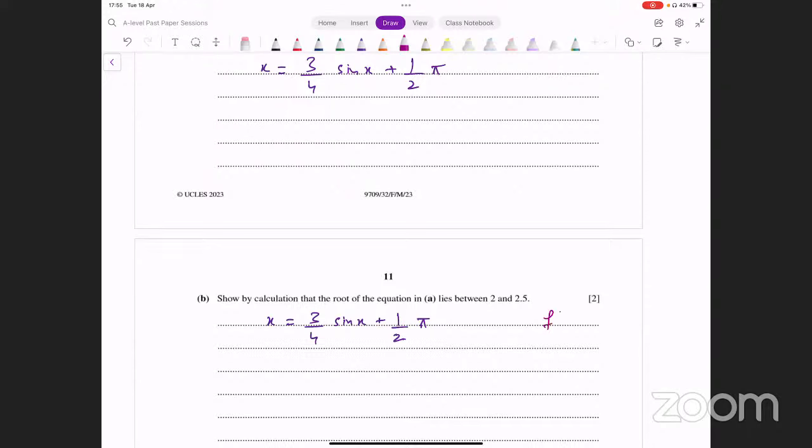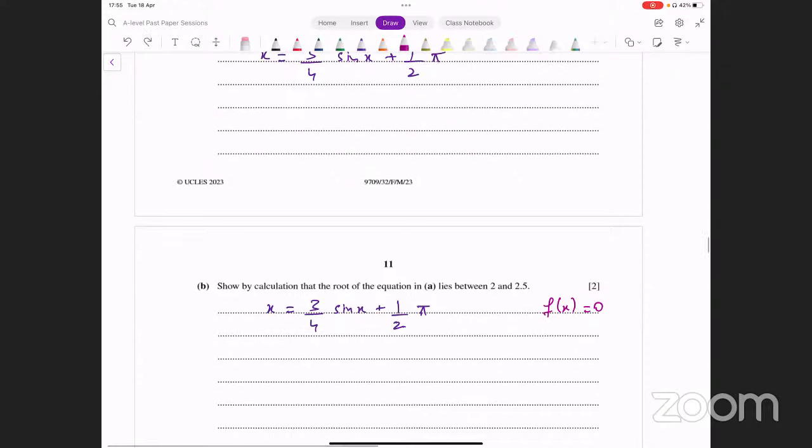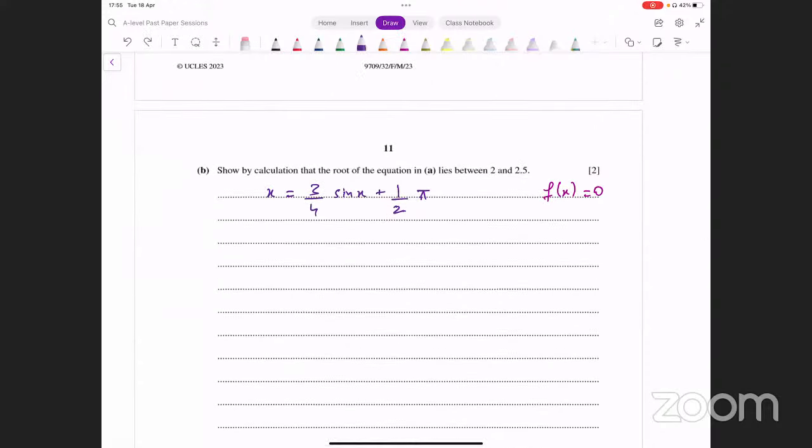this equation to this form, f of x equals 0. That means everything on one side and only 0 on the other side. पहले इस form में लेकर आना है आपने. So take all terms to one side. It becomes x minus 3 over 4 into sin x minus half pi equals 0. इस form में convert कर लिया. अब आप क्या कहेंगे? Left side जो है, let's say this is my f of x.